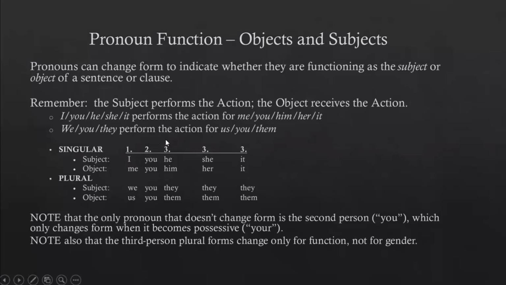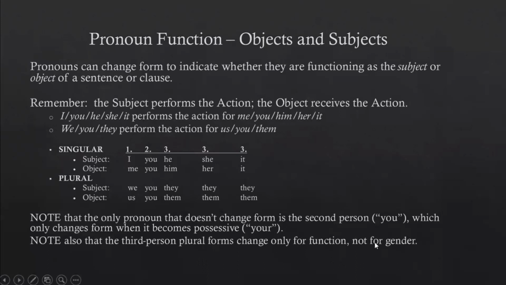Plural object forms. And it's broken down here, right? First person, second person, third person, singular and plural. So subjects: I, you, he, she, it. Objects: me, you, him, her, it. And then the same thing with the plural subjects and objects, okay?